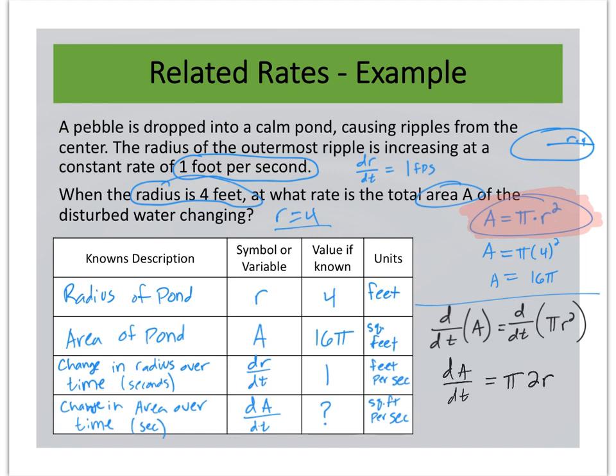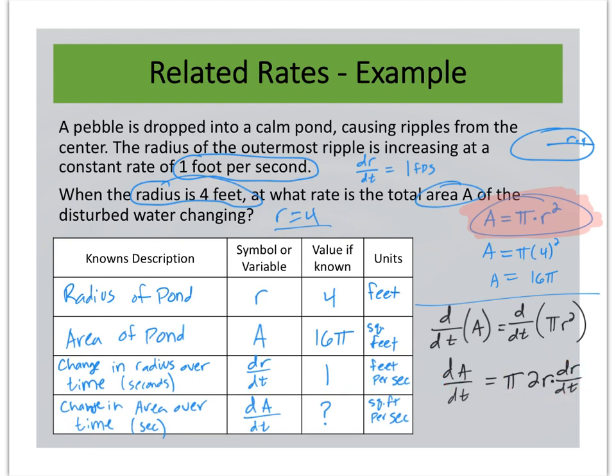Implicit differentiation, I got to use the chain rule, dr dt, because the change in the r is a function of time. As the ripples go out, the radius is changing, and time and radius are very related, hence related rates. This is where it kind of all comes together. So we've taken the derivative of the formula for the area of the circle, and I've gotten this. Hey, I now have a way to relate dA dt to all of the other information that I have.